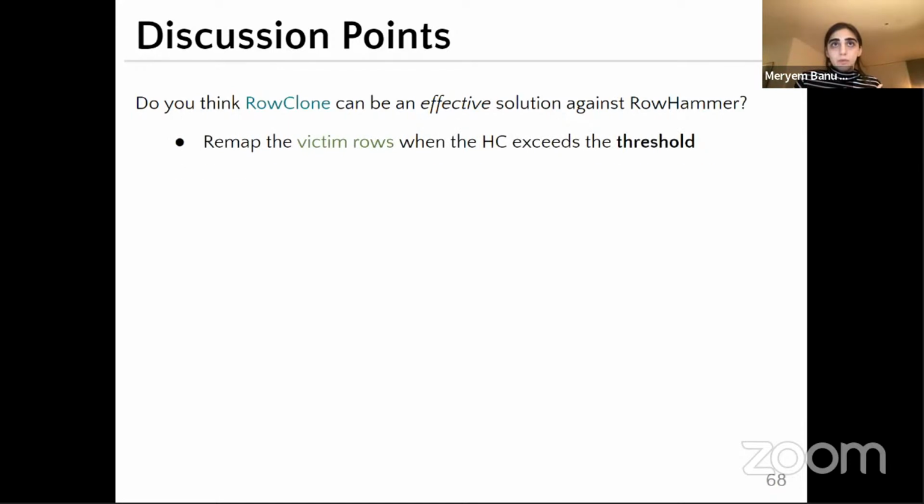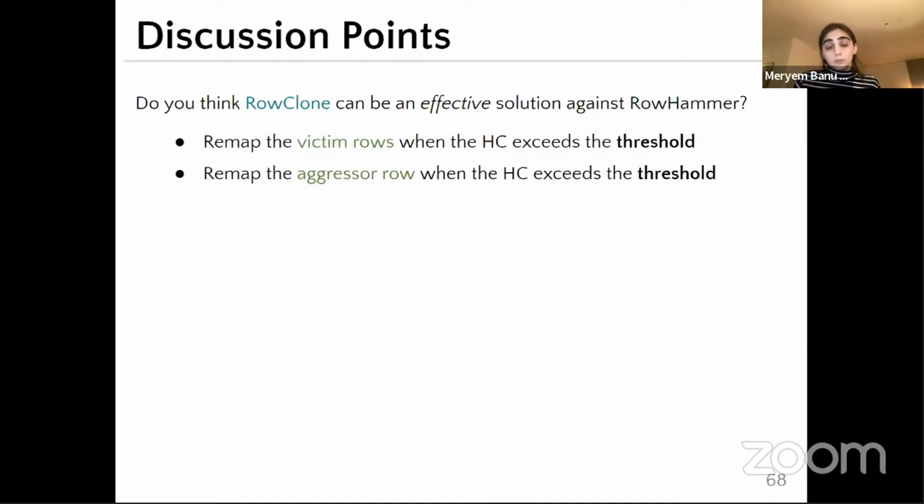Maybe we can remap the victim rows when the hammering count exceeds the threshold, or we can just remap the aggressive rows. So once we identify the aggressive rows, we don't have to really refresh the victim rows. We can just do some copies inside the DRAM. Because if you identify the victim rows, it is basically a refresh operation for that victim. But why would that be faster?